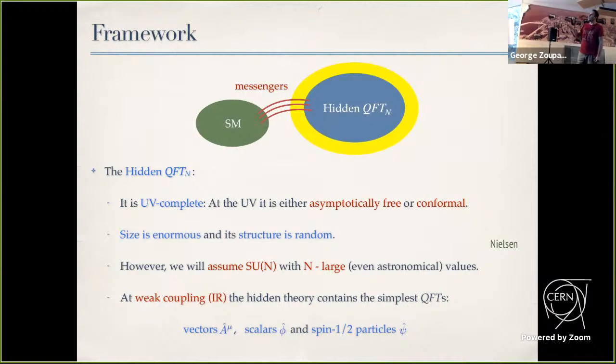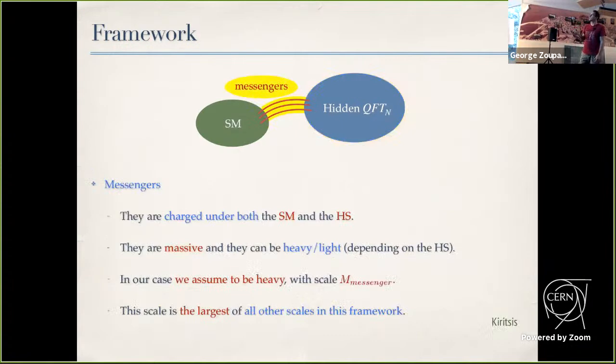And this N will be assumed to be large, even at astronomical values. So at weak couplings in the infrared, this hidden sector, we assume, contains all the simplest quantum field theories: vectors, scalars, and spin 1/2 particles. And this is motivated by the string analog that I mentioned in the previous transparency.